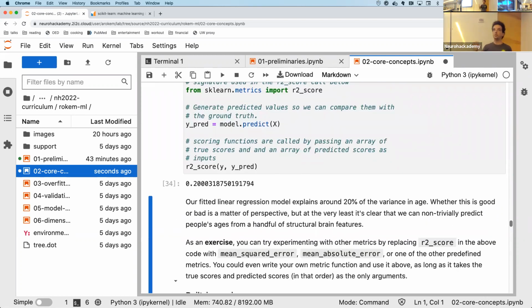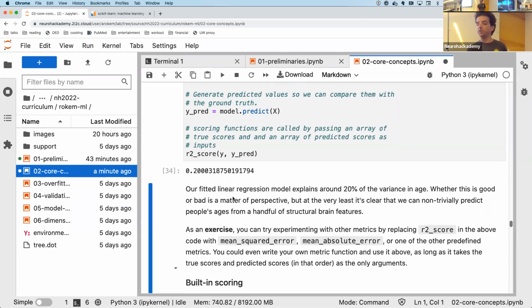One interpretation of this, which is precisely true for ordinary least squares regression and approximately true for other things, is that this is the variance explained in the data. In this case, it's 20%. So 20% of the variance in age is explained by the predictions from this model. You can judge whether or not this is a good thing. It's a matter of perspective, a little bit like good for what exactly, but it's not zero. And that in itself might be interesting.